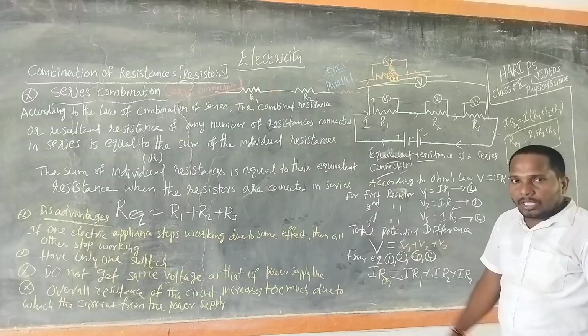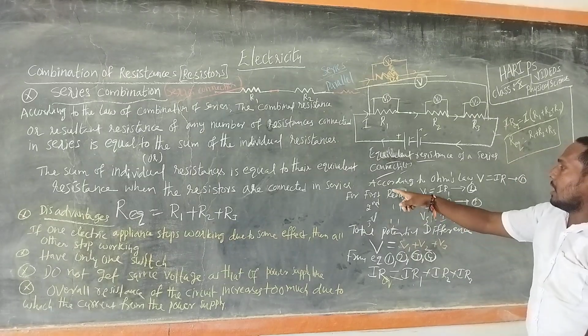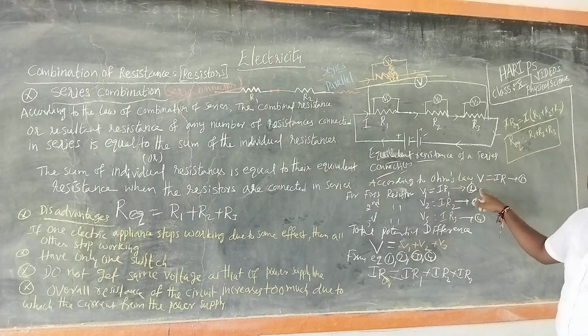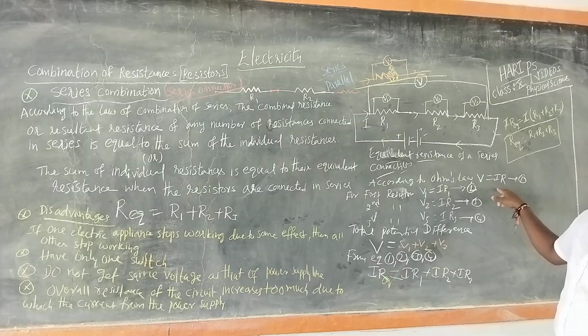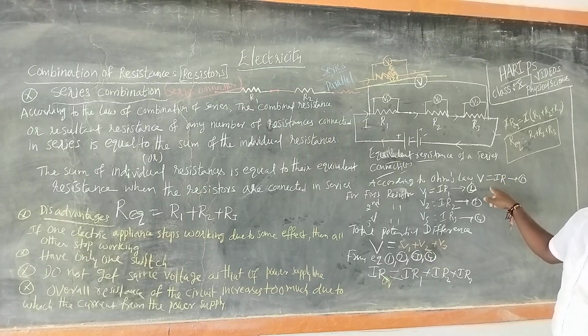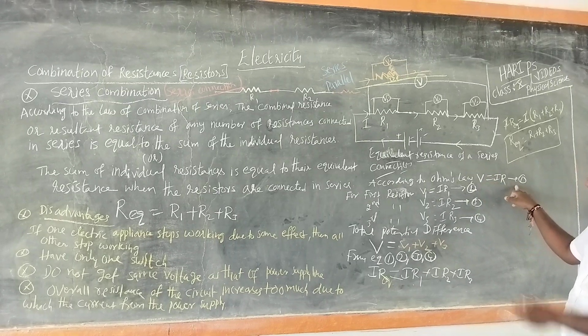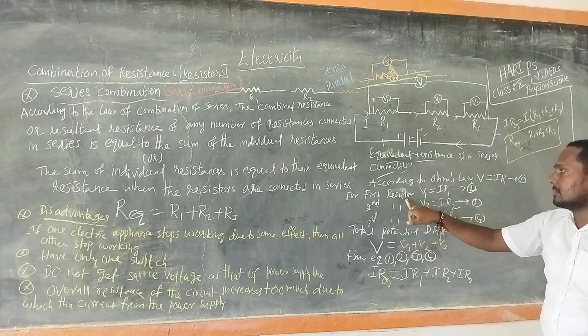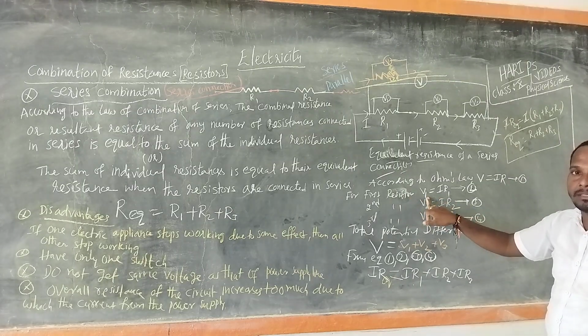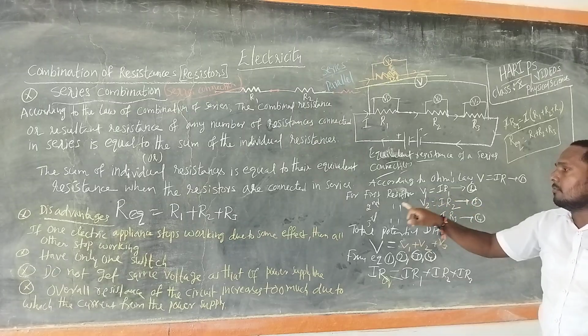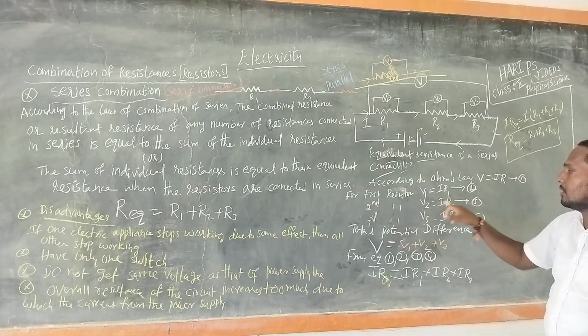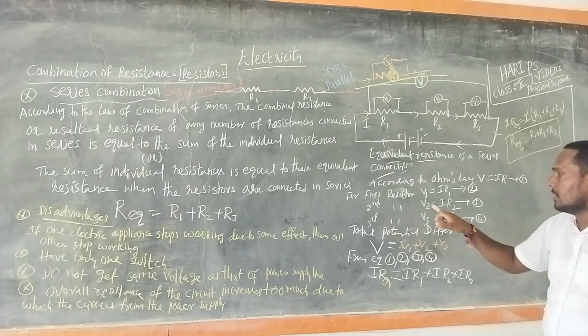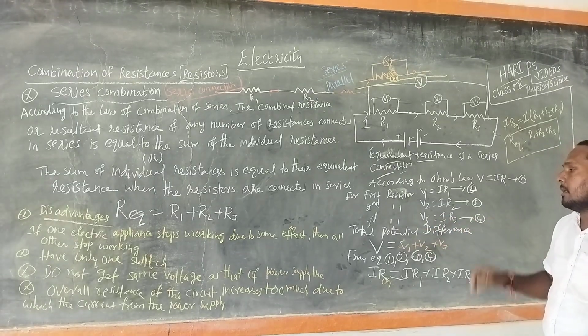So calculating equivalent resistance. According to Ohm's law, potential difference is directly proportional to the current flowing in the circuit. So V is equal to IR, which should be taken as equation 1. For the first resistor, potential difference V1 is equal to IR1. For the second resistor, V2 is equal to IR2. For the third resistor, V3 is equal to IR3.